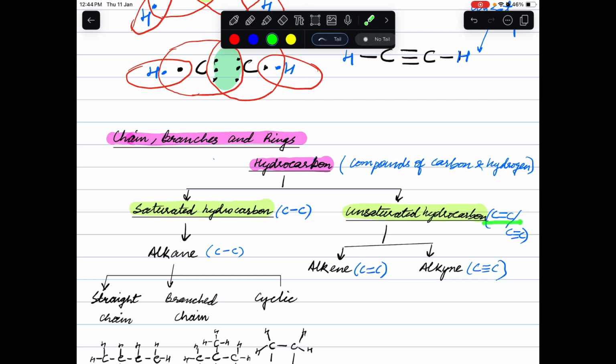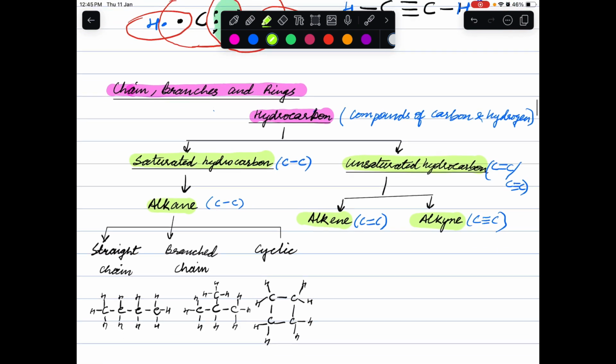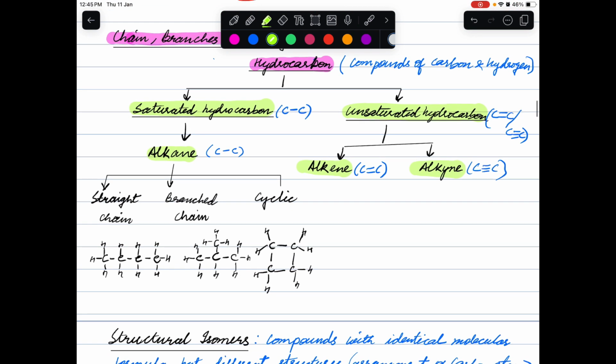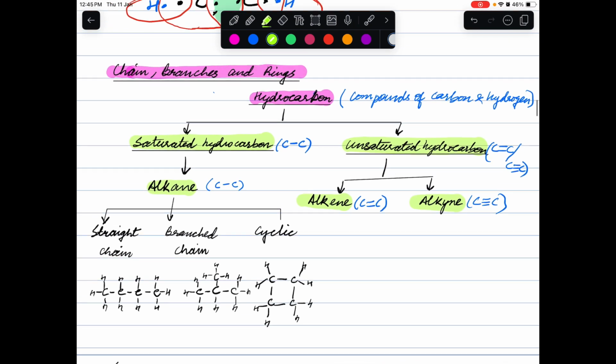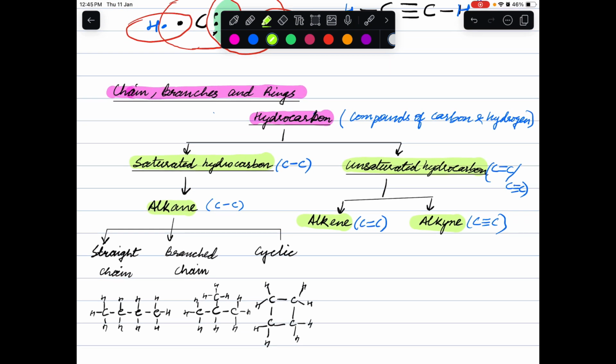But if we have at least 1 double or 1 triple bond, then it is called unsaturated. Now the saturated ones are called alkanes, while the unsaturated ones with a double bond are called alkenes, and with a triple bond are called alkynes. So basically hydrocarbons are of 3 types: alkane, alkene and alkyne.